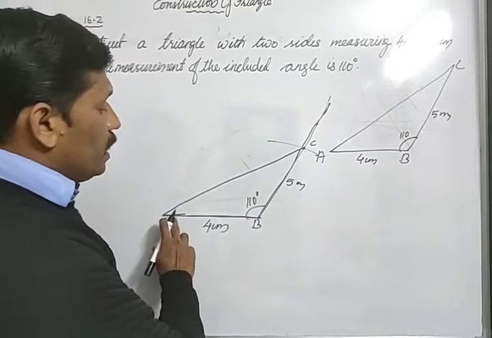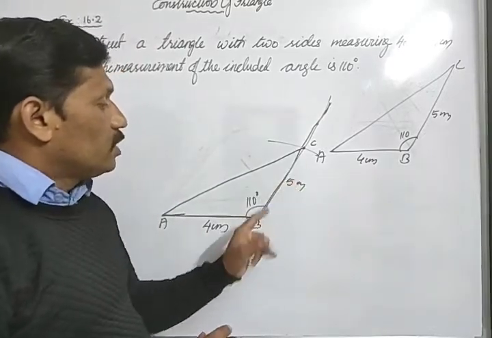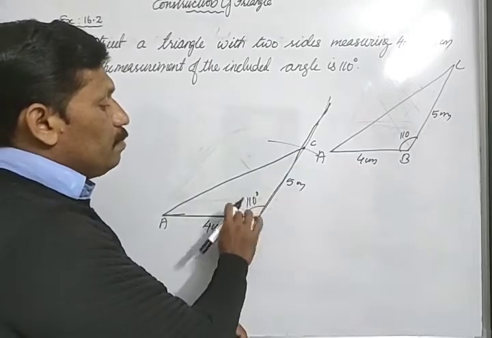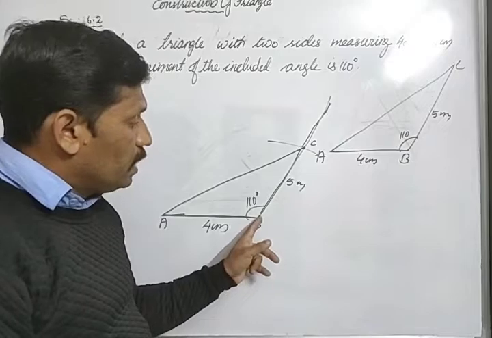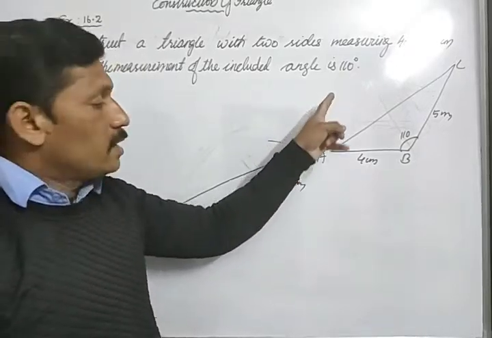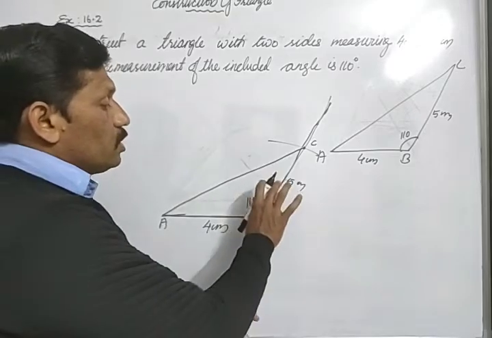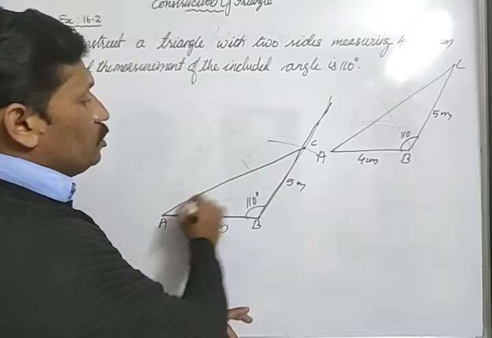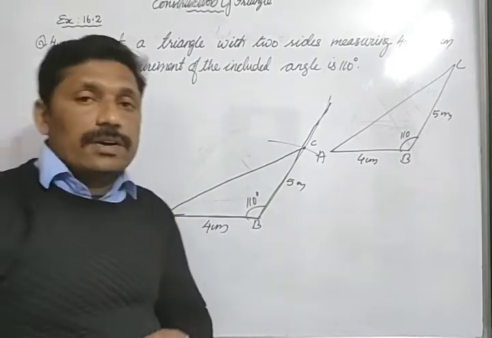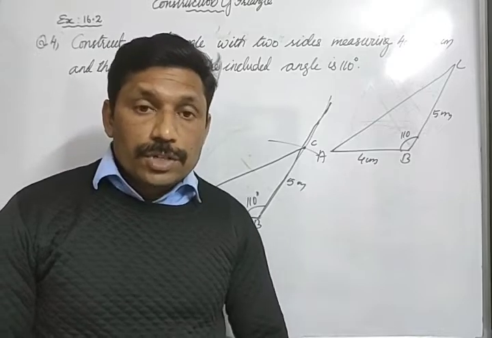So first of all, we made AB 4 centimeters, BC 5 centimeters, but before making BC we make a 110 degree angle from point B and then extend this line, and on this line at 5 centimeter distance we cut an arc from B, and then this point is point C, and join C and A, and the required triangle is ready. And students, the fifth question is homework.